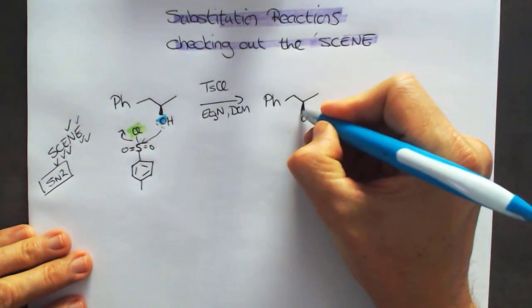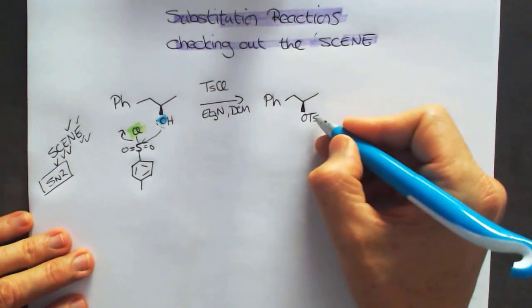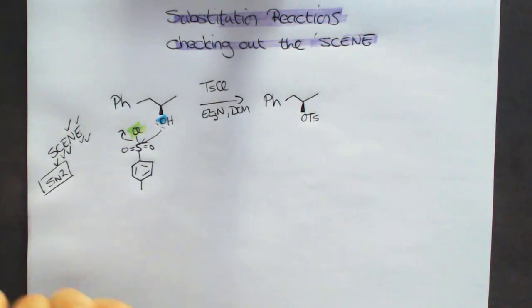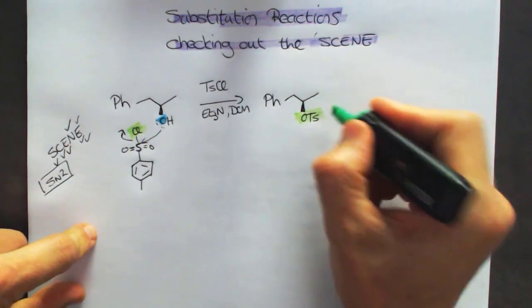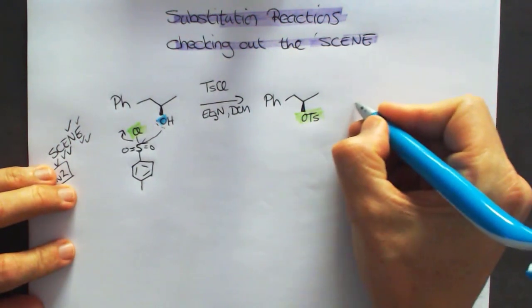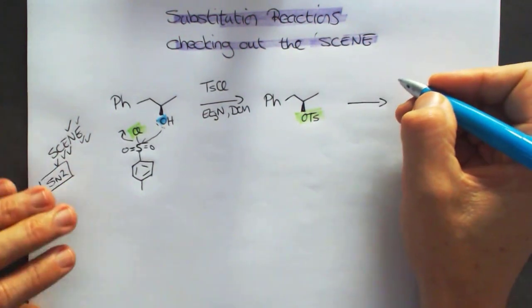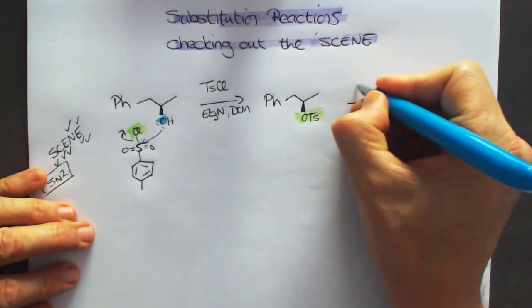Now I want to do another step, because what we've effectively done is change this OH into a good leaving group. We can recognize that even before we do the next reaction. So now I'm going to put the next reaction on, and I want you to try and guess what the product would look like. Think through it logically.